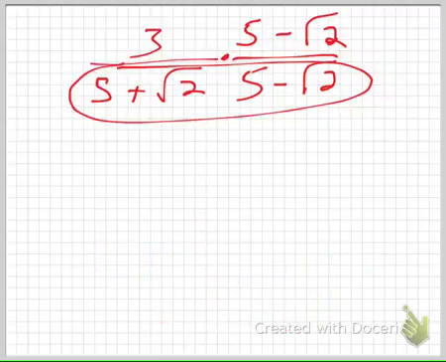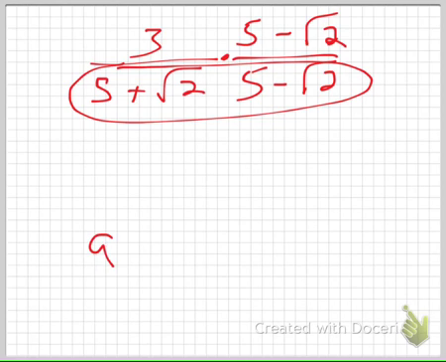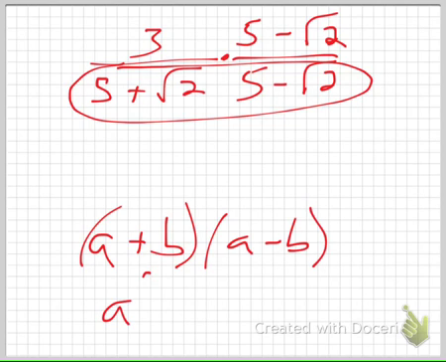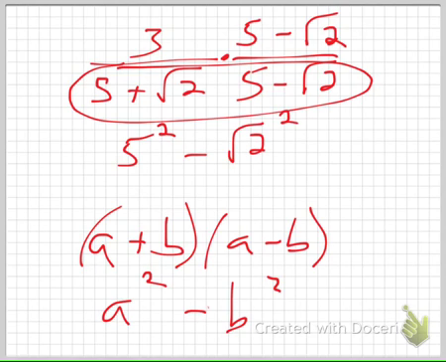5 squared minus 2. Listen, remember, it was A plus B times A minus B. This ends up being A squared minus B squared, sorry, this is a minus, which means this is going to end up being 5 squared minus the square root of 2 squared. Do you understand what I'm saying?